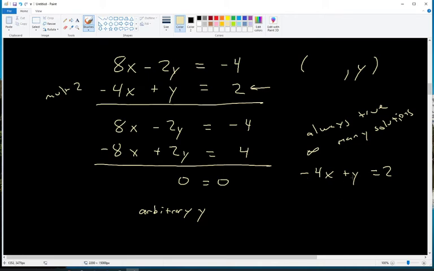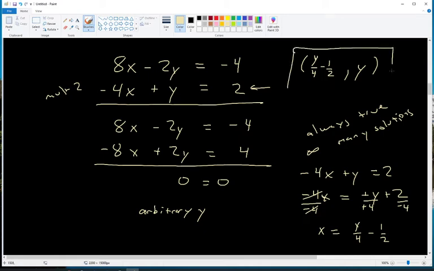So I'm trying to solve this for x. I would subtract the y across, and then I divide everybody by negative 4. And I'll get x is y over 4, because negative over negative is positive, minus 1/2. So I have infinitely many solutions, and they are all of the form: whatever y value you choose for the ordered pair, you divide that y value by 4, subtract the half from it, and that tells you the corresponding x value that solves it.